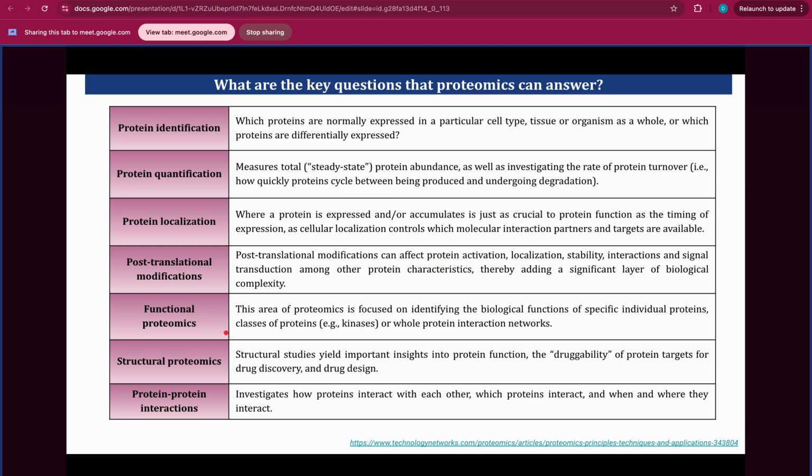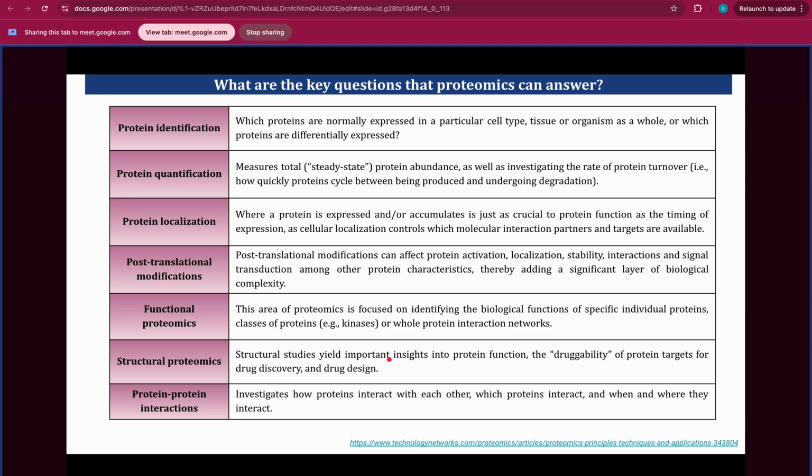Then comes functional proteomics. We can also study the function of different proteins. For example, there are multiple pathways in our body in which multiple proteins are present. Some proteins present in a single pathway will interact with one another. So if two proteins are interacting, we can comment on what function they might perform, because they might be involved in a single pathway or a similar pathway. In that way, functional proteomics can help us define the function of proteins and which proteins are interacting. Then comes structural proteomics.